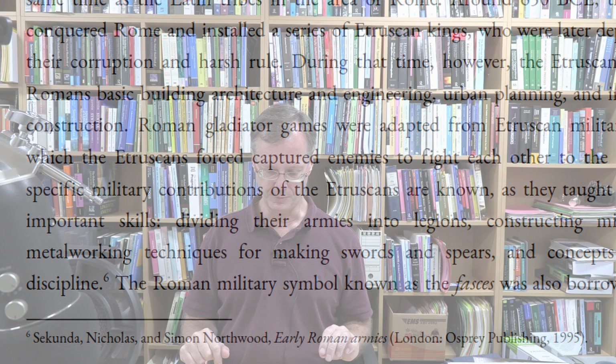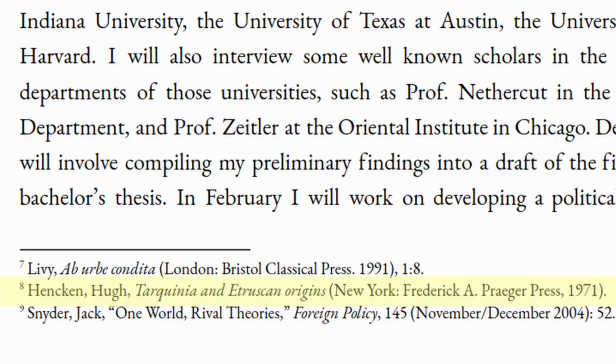Books. If it's a book, it's going to look like this. Here we have Hugh Hencken, comma, Tarquinia, that's the name, has to do with Etruscan stuff. The Etruscan stuff we were talking about earlier. Etruscan kings, this is one of his names. Tarquinian Etruscan origins. Parentheses, New York, Praeger Press, 1971. So location, publisher, year in parentheses.